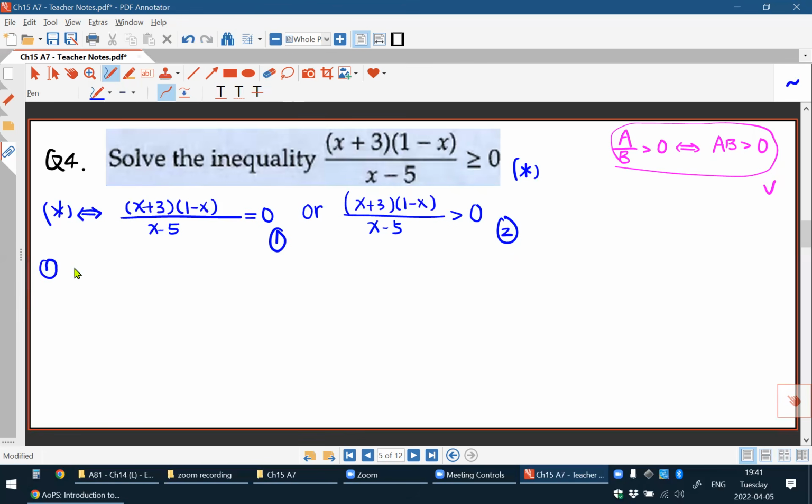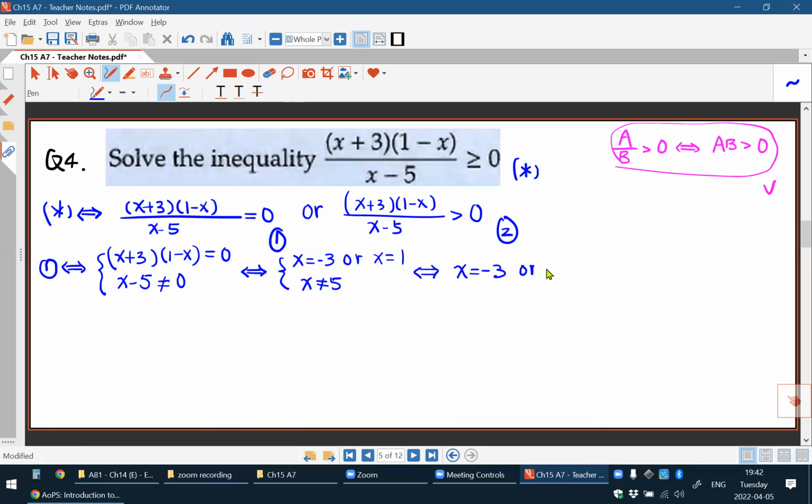So first of all, let's consider the equation. Equation number 1 is equivalent to, all right, so first of all, if you have a ratio that is 0, that's equivalent to the numerator must be 0, right? And at the same time, the denominator cannot be 0. Can you follow me? Then we can further solve this. This is equivalent to the product of x plus 3 and 1 minus x is 0. That's equivalent to x is either -3 or x is 1, right? And at the same time, x cannot be 5. And this is actually equivalent to x is either -3 or x is 1, right? You understand?